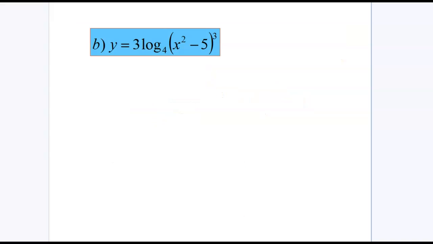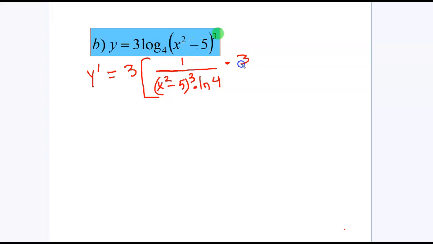So if we take a look at this guy here, we want to take the derivative. So again, be careful that this 3 is just on the x squared minus 5. So therefore, y prime is going to be, this 3 is a constant. So it's going to be 1 over x squared minus 5 cubed times the natural log of 4. And then I must multiply it by the derivative of x squared minus 5 cubed, which is the chain rule. So it's going to be 3 x squared minus 5 to the second times 2x.